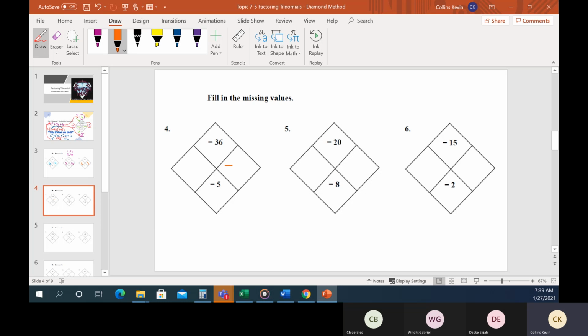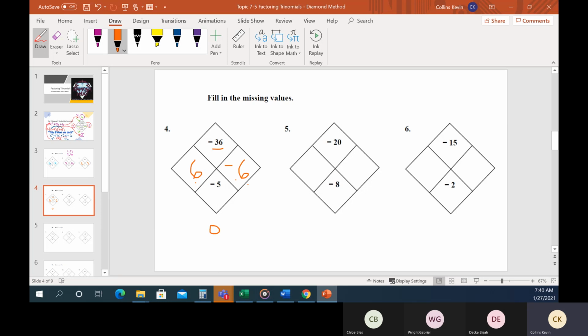Six and 6. Okay, let's try that. So what we're saying is one 6 is going to have to be positive, and one 6 is going to have to be negative, right? So 6 times negative 6 will give us minus 36. Good. But 6 minus 6 is going to give us 0. So if our bottom number was 0, these would be our guys. But our bottom number is negative 5.